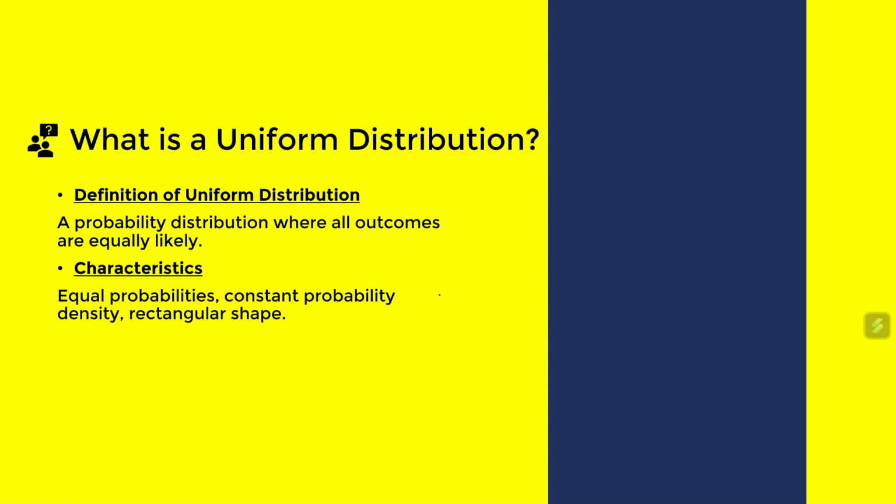So what are the characteristics of uniform probability distribution? It has equal probabilities, it has constant probability density, and it is made up of a rectangular shape. So let me draw the shape of the uniform probability distribution.